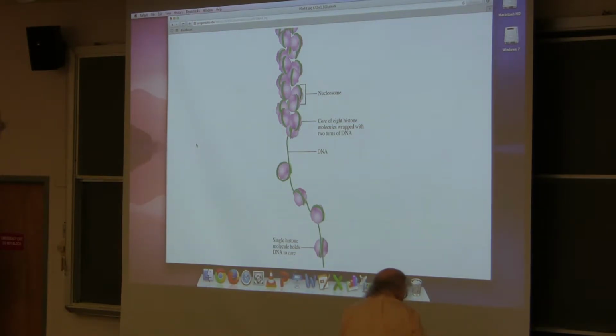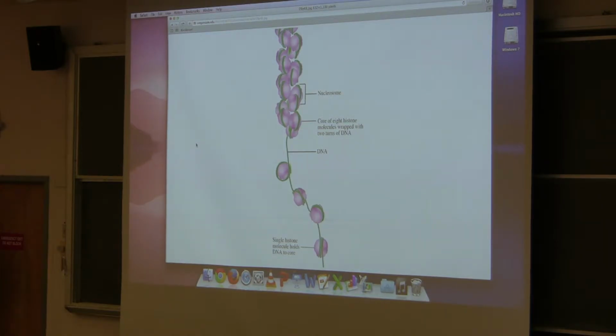Histones occur in pairs, 4 pairs of 2. The structure we see here is what's called a core particle. You don't need to know that. But within here, there are 8 histone proteins, 4 copies of 2 each. That includes what are called H2A and H2B. These are the names of the histones.